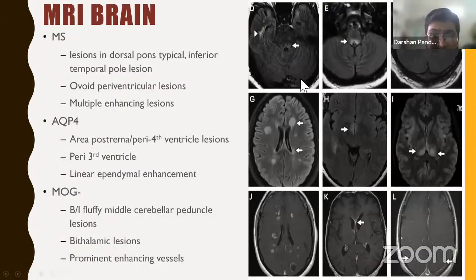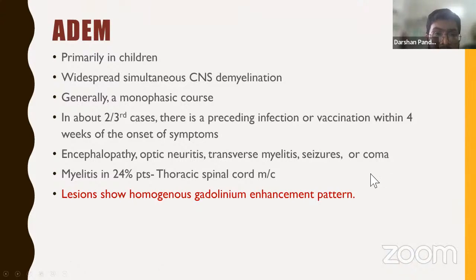These are the characteristic brain lesions in MS, like in the dorsal pons or inferior temporal region, with multiple ovoid lesions. Area postrema lesions are seen in NMO, bilateral middle cerebellar peduncle lesions in MOG, along with thalamic lesions and enhancing vessels in MOG. ADEM is primarily in children, usually with a monophasic course, and there is a preceding infection or vaccination in about 2/3 of cases within 4 weeks prior to onset of symptoms. In myelitis, usually the thoracic cord is most commonly involved, and there is homogeneous enhancement.